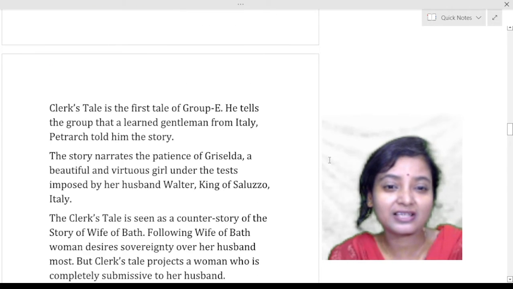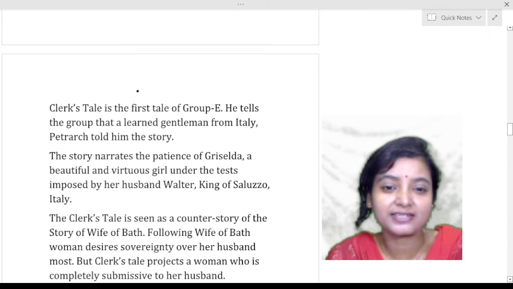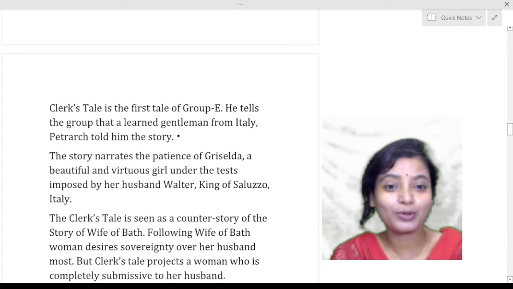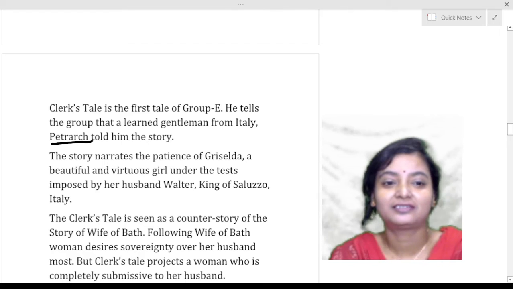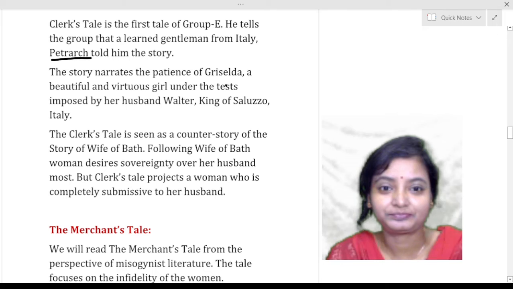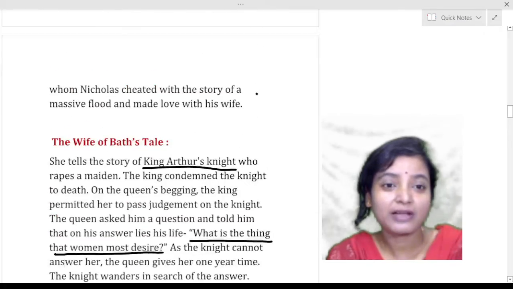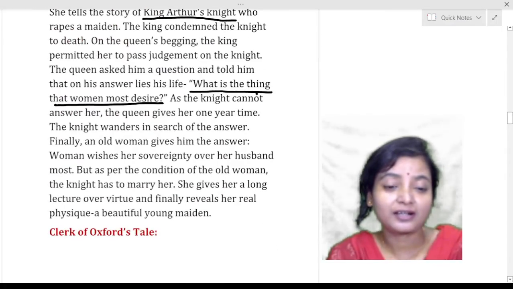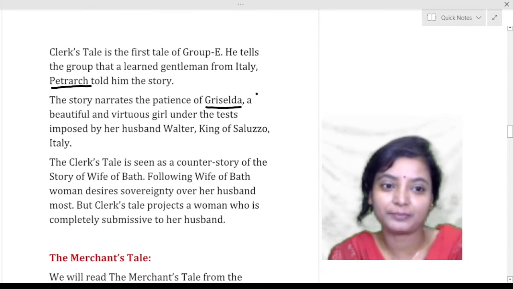Now we'll read the Clerk of Oxford's Tale. The Clerk's Tale is the first tale of Group E. He tells the group that a learned gentleman from Italy told him the story. So who was that learned gentleman? We can guess. It is Petrarch. The story narrates the patience of Griselda. So this story is quite contrary to the Wife of Bath's Tale. The Clerk of Oxford's Tale is quite contrary to the Wife of Bath's Tale in its theme.